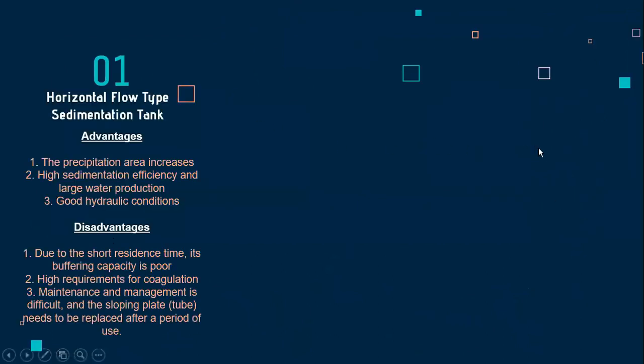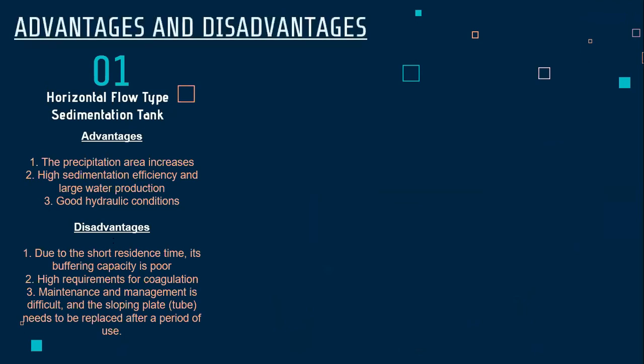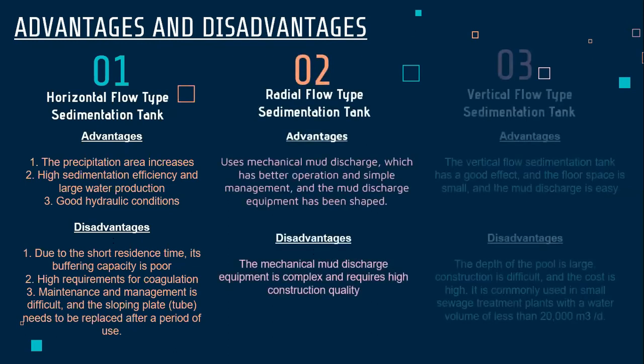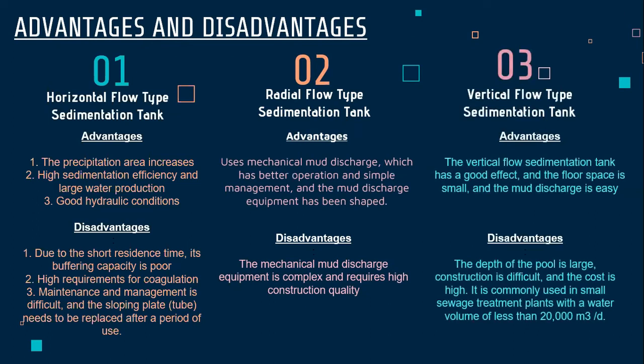Okay, for the advantages and disadvantages of sedimentation, we take three types of sedimentation tanks. The first one is the horizontal flow type, the second one is the radial flow type, and the third one is the vertical flow type. First, the horizontal flow type sedimentation tank. The advantages are: one, the precipitation area increases, giving high sedimentation efficiency and large water production.